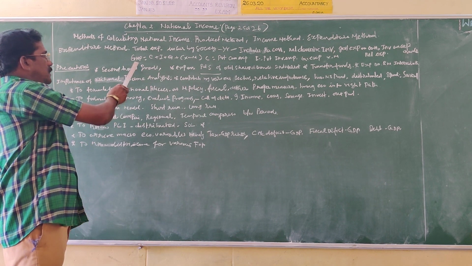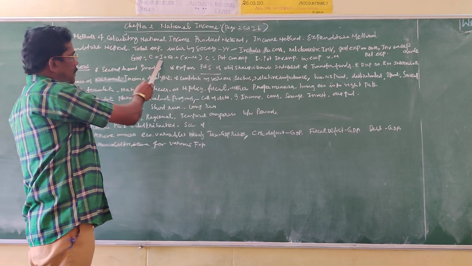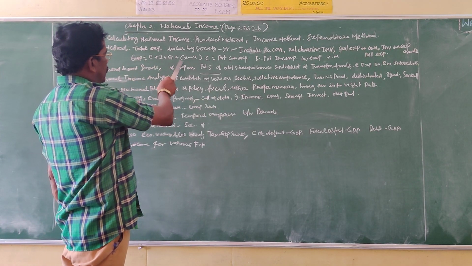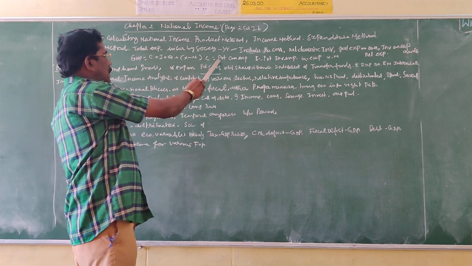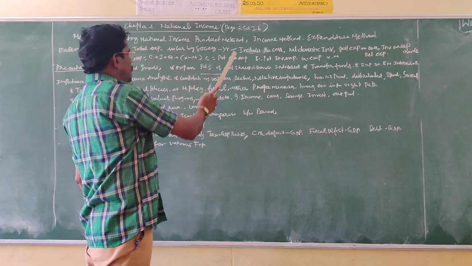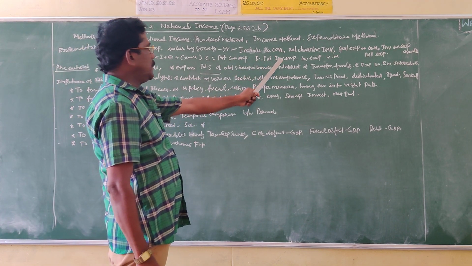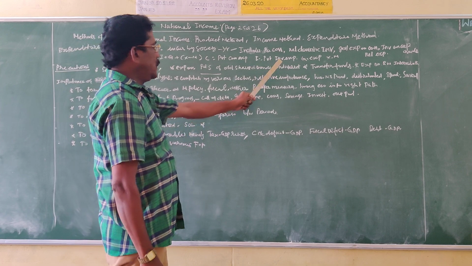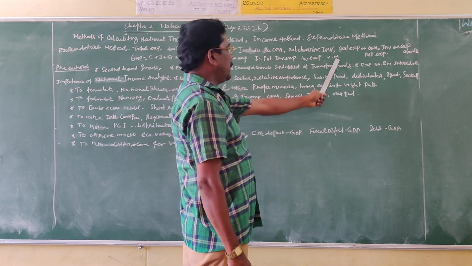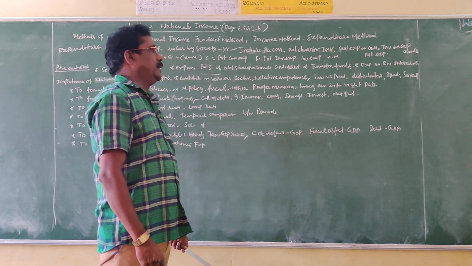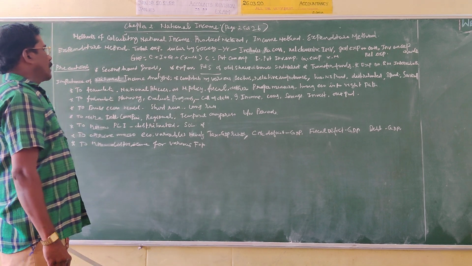The formula is GNP = C + I + G + (X - M). Here C denotes the private consumption expenditure, I refers to private investment expenditure, G equals government expenditure, and X - M means the net exports, the difference between the total amount of exports and imports.